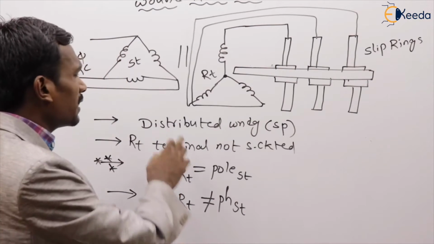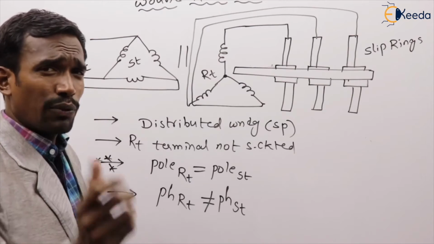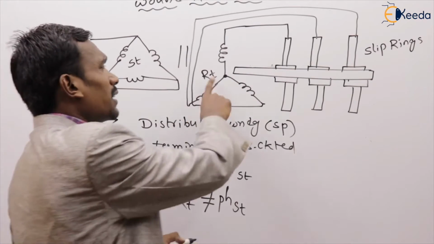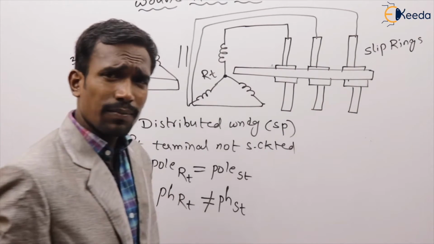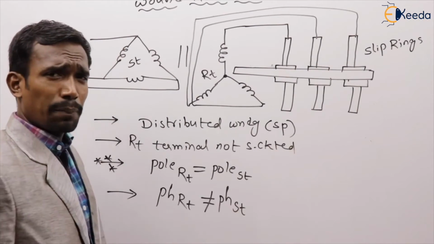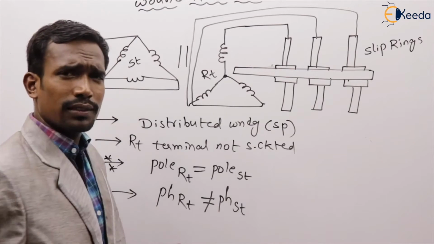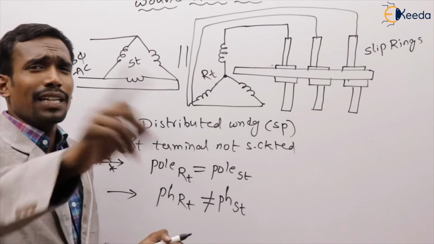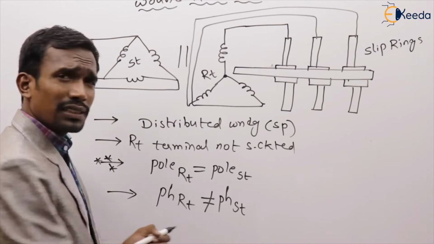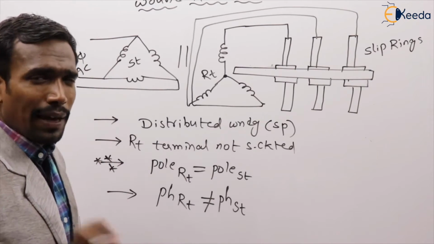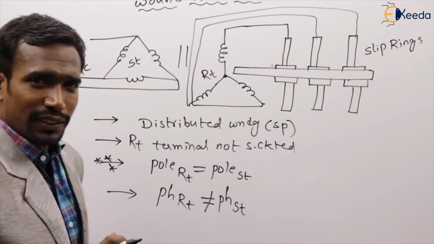Right? What are the points? Here we are using distributed winding. Next, the rotor terminals are not short circuited; they are connected to the slip rings. And next, the rotor poles must be equal to the stator poles, but the phases may or may not be equal. The rotor phases may or may not be equal to the stator phases.